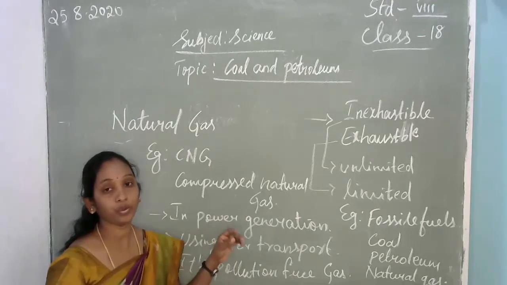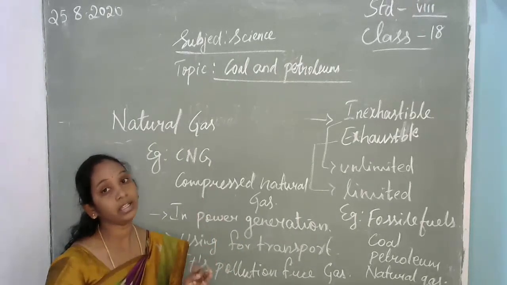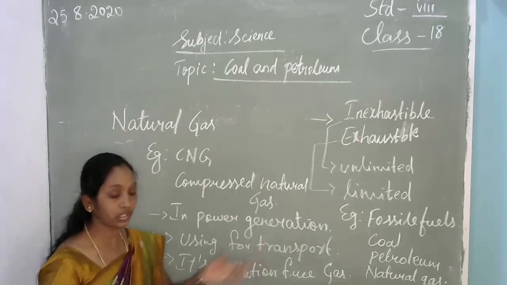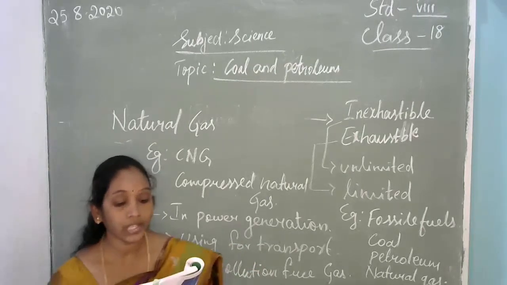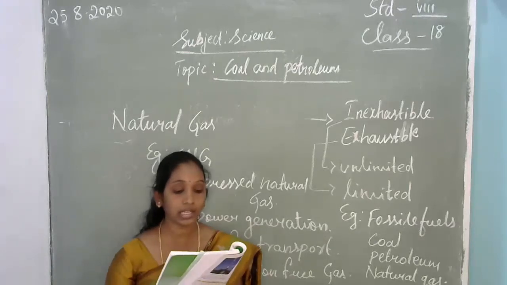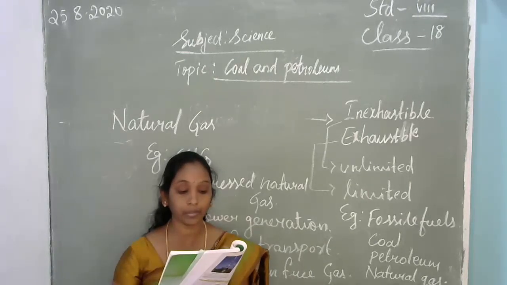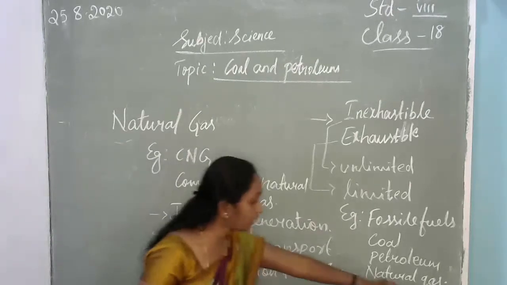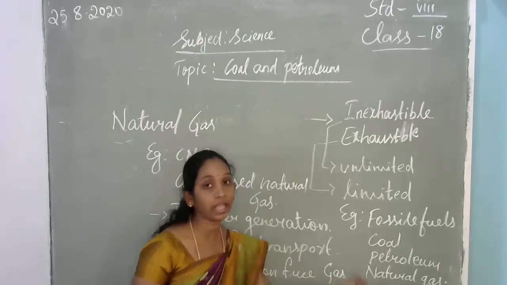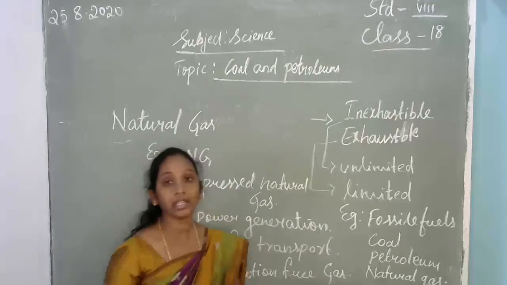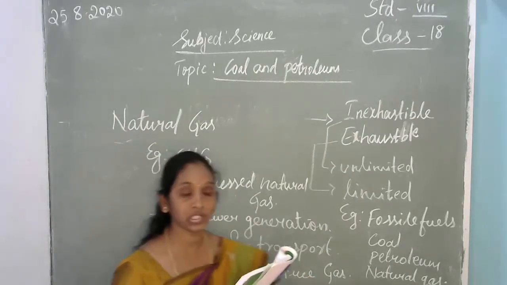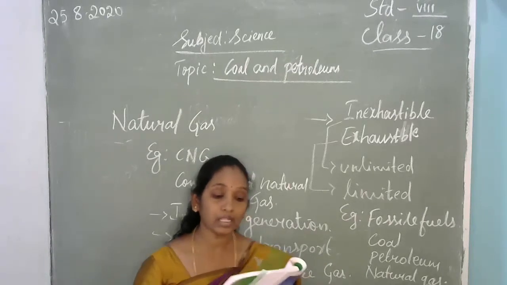As I told you before, in our capital Delhi and in Karnataka they started using this type of natural gas for transport vehicles. Natural gas is also used as a starting material for manufacturing a number of chemicals and fertilizers. Because in natural gas we get an enormous amount of hydrogen gas, from which we can manufacture fertilizers and chemicals also.